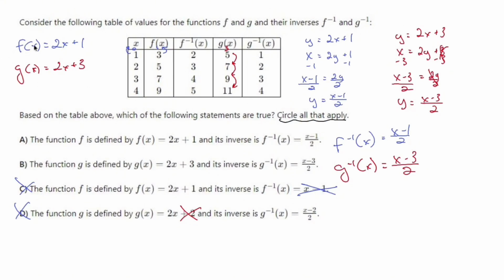So we found out that f of x is 2x plus 1, check, and f inverse is x minus 1 over 2, check, so A is a possibility. And we found out that g of x is 2x plus 3, check, and g inverse is x minus 3 over 2, check, so B is the other possibility. So A and B are our answers.